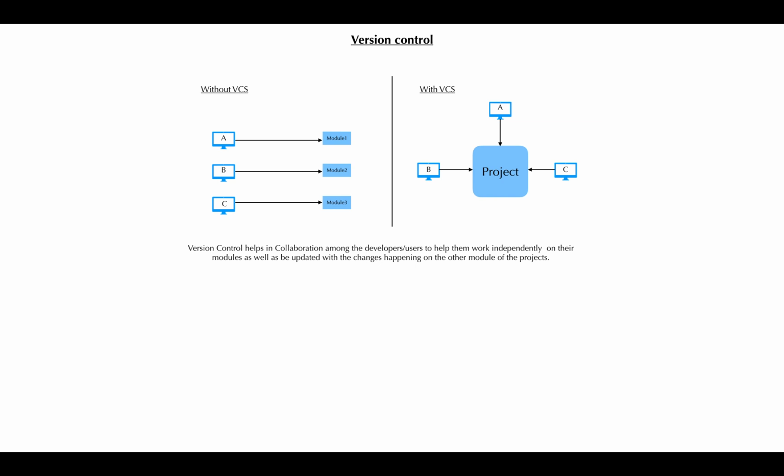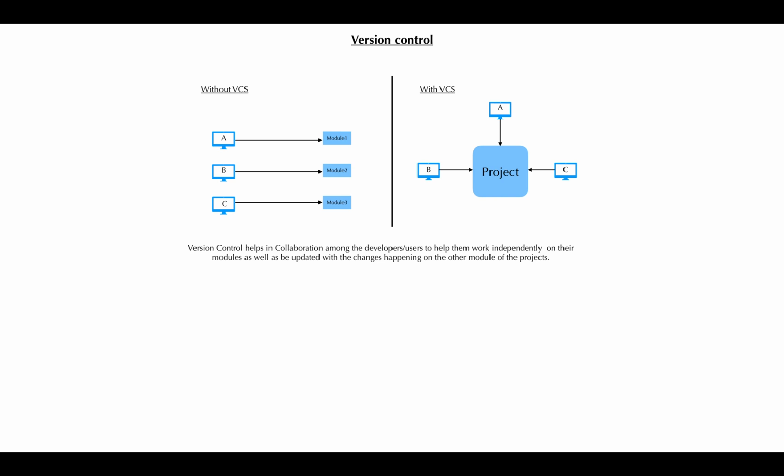As you can see in this diagram, I have represented developers A, B, and C working on the same project. There is a project at a centralized place somewhere, which has all the modules in place, and each of the developers is accessing that centralized source of code, cloning it or taking a local copy of that repository in their system, and working on the module they have been assigned.